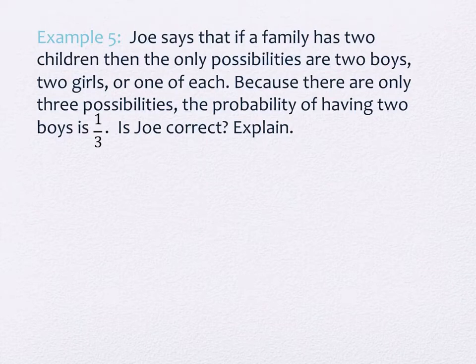Joe says that if a family has 2 children, their only possibilities are 2 boys, 2 girls, or 1 of each. Because there are only 3 possibilities, the probability of having 2 boys is 1/3. Is Joe correct? So what we're going to do is draw what a tree diagram would look like for having 2 children.